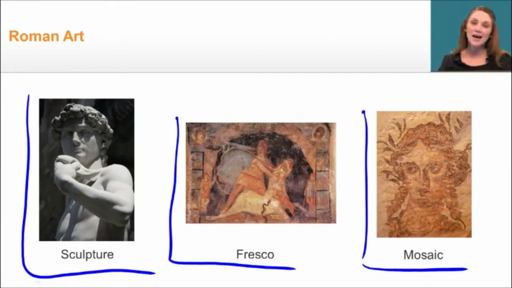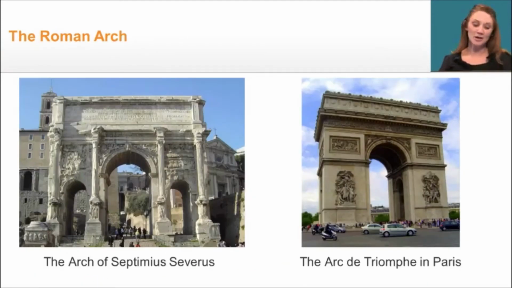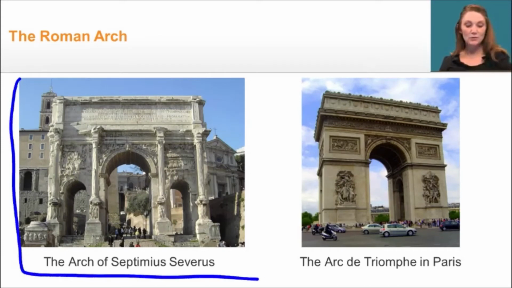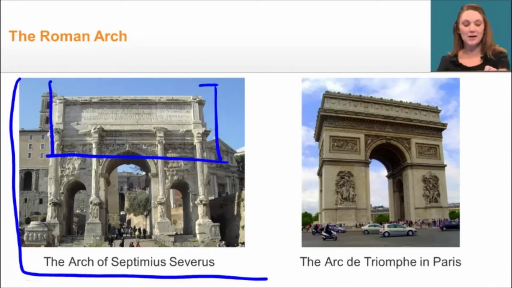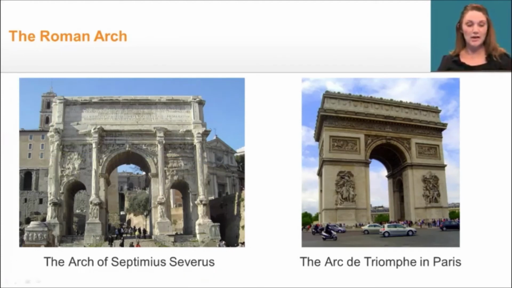Let's take a look lastly at Roman architecture. On this side, you see the Roman arch, the Arch of Septimius Severus. As you can see, the arch provides two things. It is beautiful to look at, but it also provides relief for the weight at the very top of this creation. Now you can see the Arc de Triomphe in Paris.